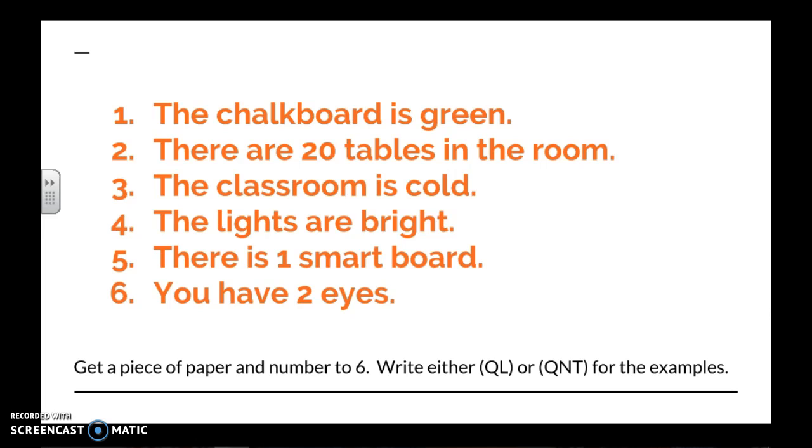So the chalkboard is green, there are 20 tables in the room, the classroom is cold, the lights are bright, there is 1 smartboard, you have 2 eyes. And you're going to decide whether it's a qualitative or a quantitative observation. Go ahead and write that on your paper, and when you're done, you're going to hand it in. Push pause while you do this activity.